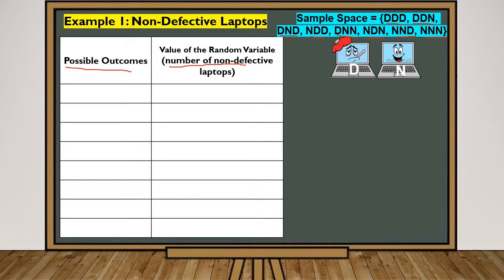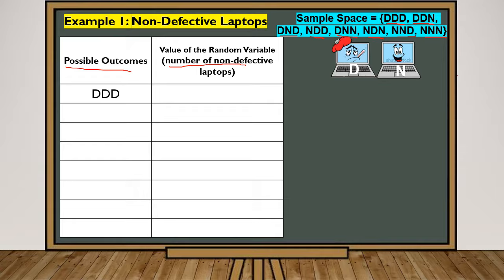So what's next? We're going to place each outcome in our table. So possible outcomes. First, we have the 3 laptops are all defective. It is a possible outcome. So you're not sure that this will occur, but it is possible that you will get 3 laptops which are defective. So how many? We will determine the value of the random variable.